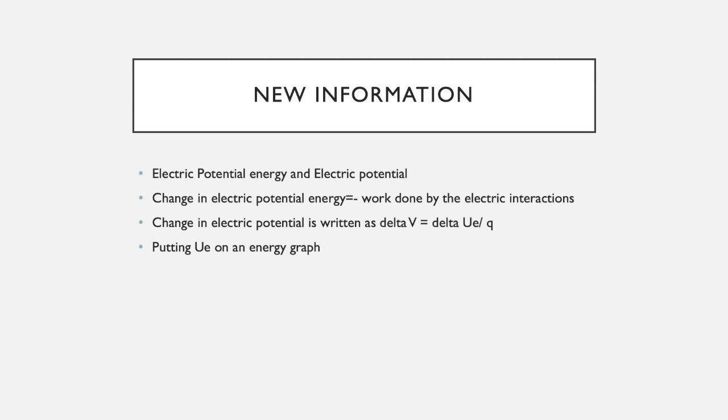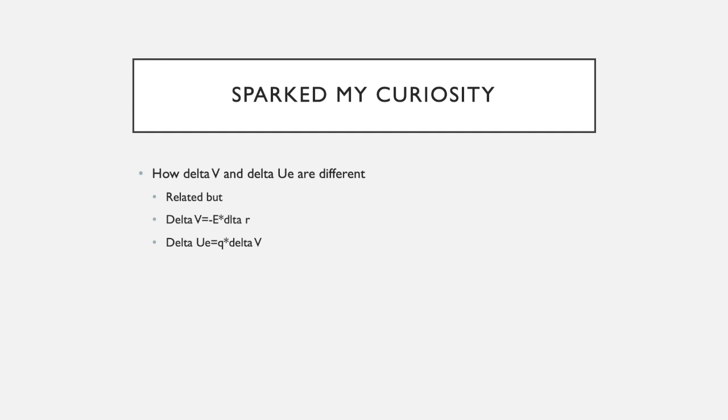After discussing electric potential further, the lecture videos put UE on an energy graph and worked us through multiple more examples. The part of the lecture that interested me the most in reading week 6 was when they discussed how delta V and delta UE differed. Even though they are related, delta V equals negative E times delta R, and delta UE equals Q times delta V.